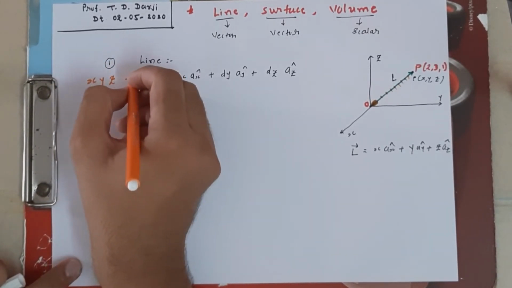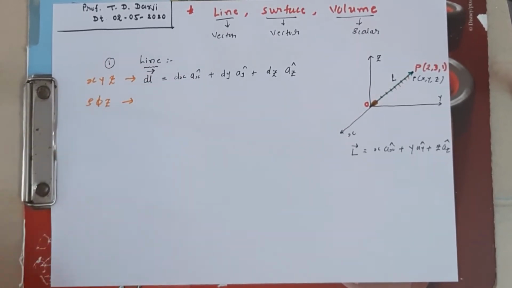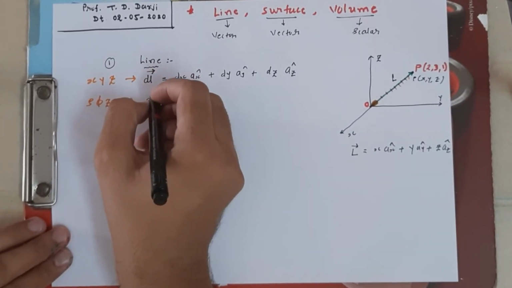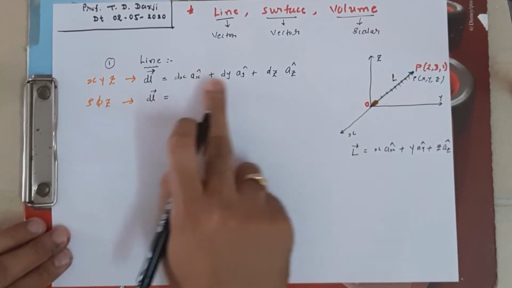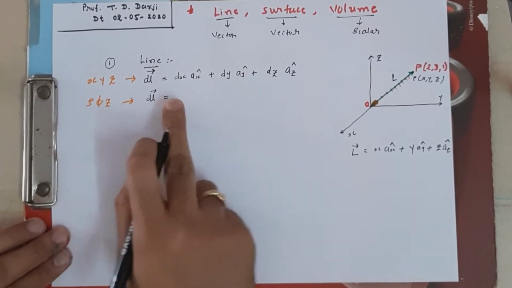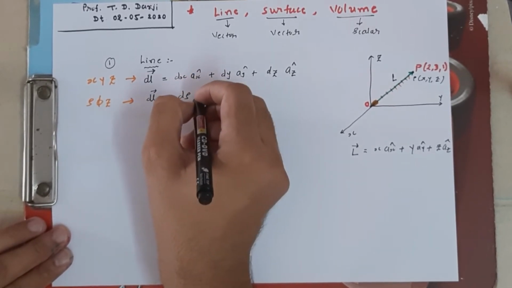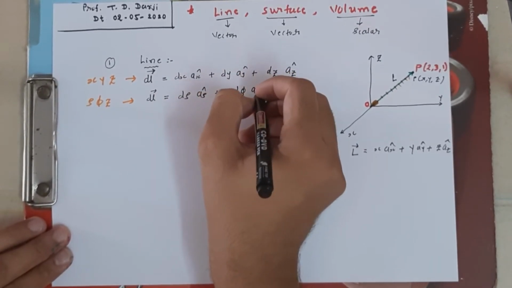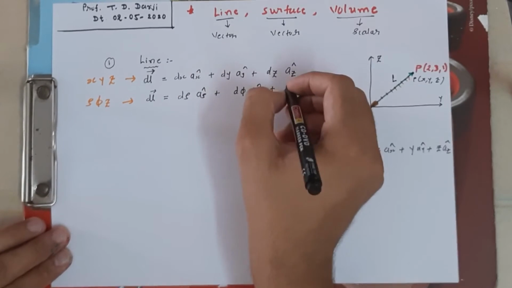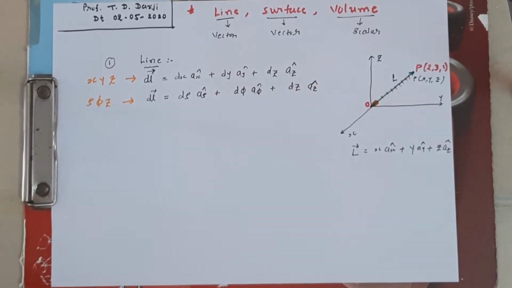Next, I have to write the line equation for rho, phi and z in the cylindrical coordinate system. So I have to represent using the same dl. Here x, y, z gives dx, dy, dz; here rho, phi, z gives d rho, d phi, dz. So it is d rho a rho plus d phi a phi plus dz az. This one is very easy.